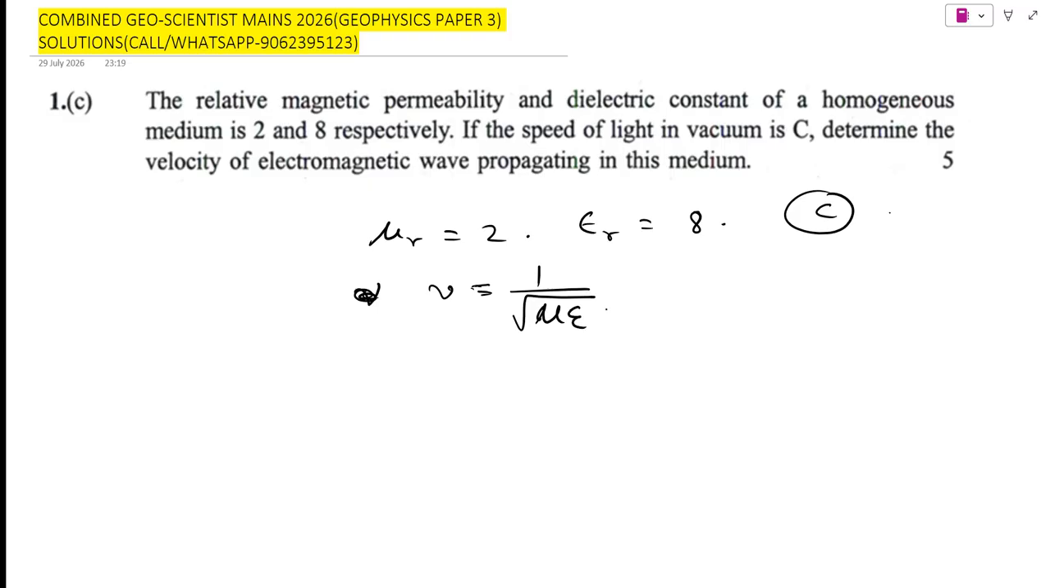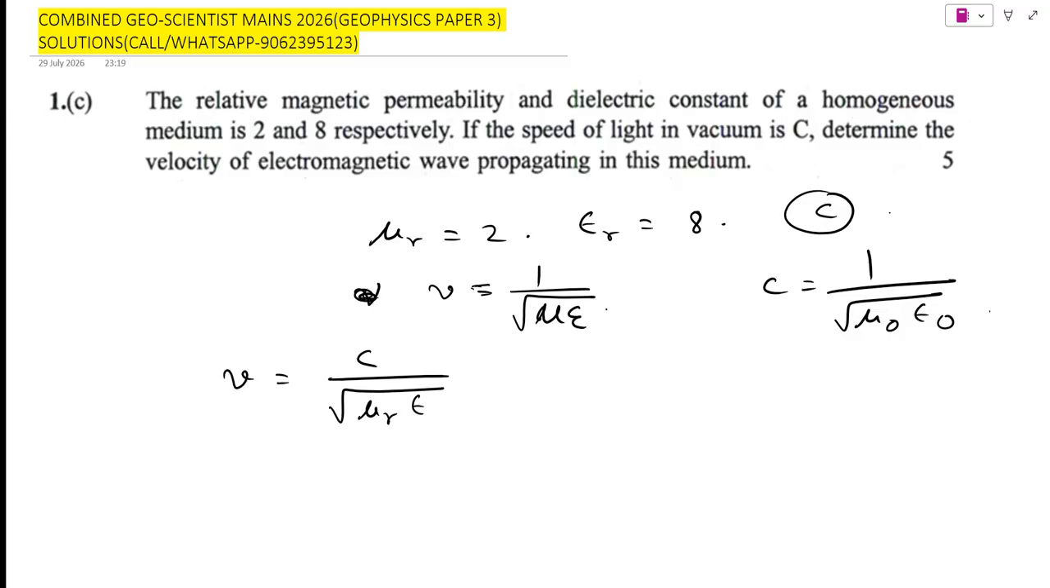Now compare this with the vacuum. In vacuum, c equals 1 by root over mu naught epsilon naught. Dividing the two equations, we obtain the most useful exam formula, that is V equals c by root over mu r epsilon r. This is the formula UPSC expects you to remember.